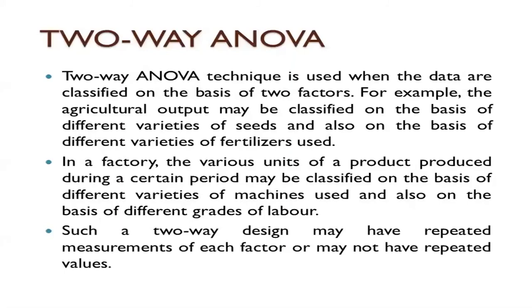Now we have the two-way ANOVA. The two-way ANOVA technique is used when the data are classified on the basis of two factors. Such a two-way ANOVA design may have repeated measurements of each factor, or may not have repeated values.